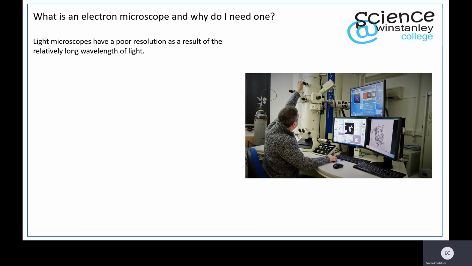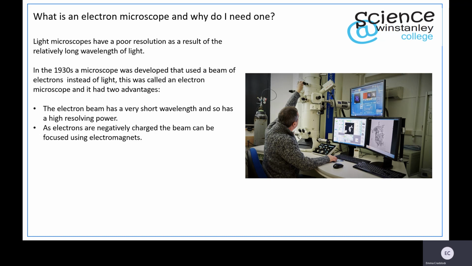So what is an electron microscope, and why do I need one? Light microscopes have a poor resolution as a result of a relatively long wavelength of light. So in light microscopes, it is difficult to distinguish between two different objects that are very close together. In the 1930s, a microscope was developed that used a beam of electrons instead of light, and this was called an electron microscope. It has two advantages.